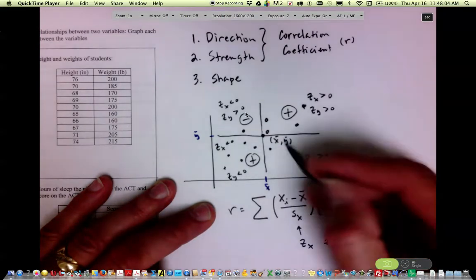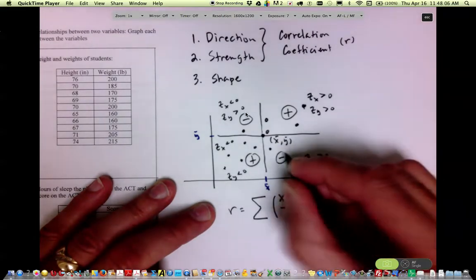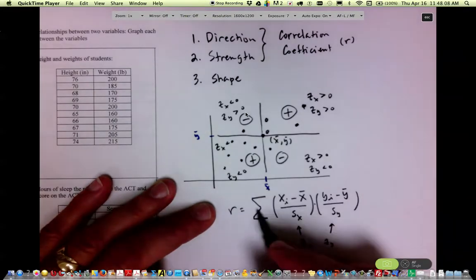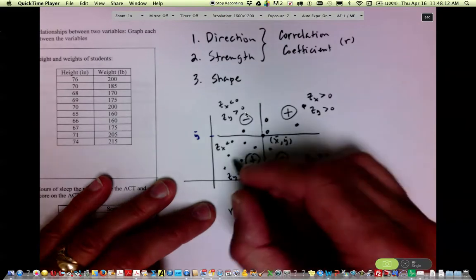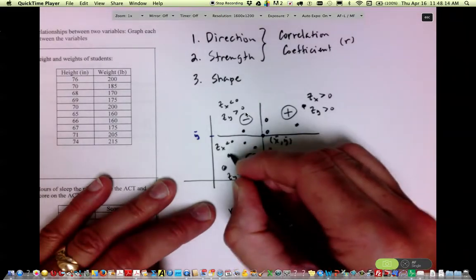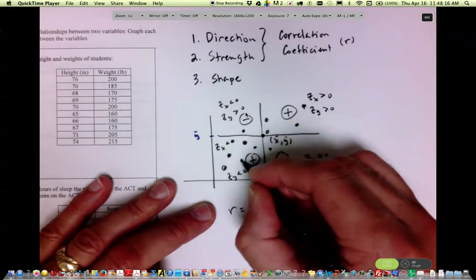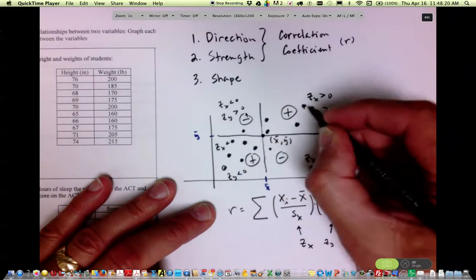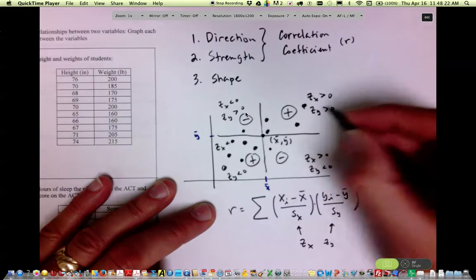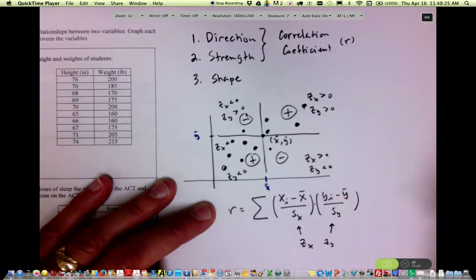And the ones in this, I'll call it the fourth quadrant, are going to give me a negative. All right, and then this says we're just going to add up all those products. If you look at this particular distribution, it has a lot of points that are in this quadrant and a lot of points that are in this quadrant, and all of those are going to give me positive contributions to this correlation coefficient.